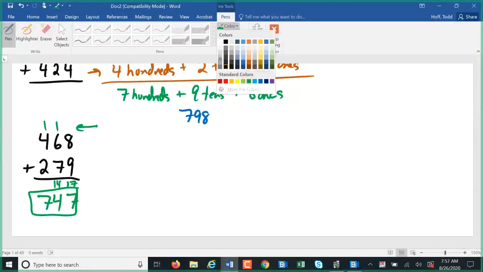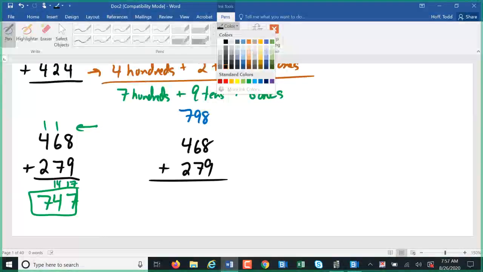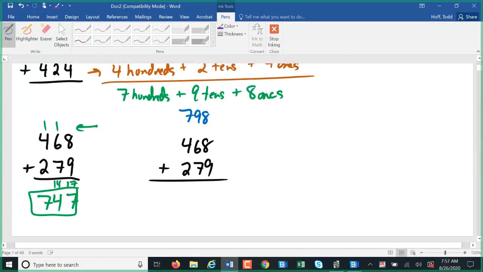Now, this process of carrying is relatively new. Now, in math, by new, I mean in the last couple hundred years. But before carrying was common, another way this problem would have been added might have looked something like this. 4 plus 2 is 6. 6 plus 7 is 13.